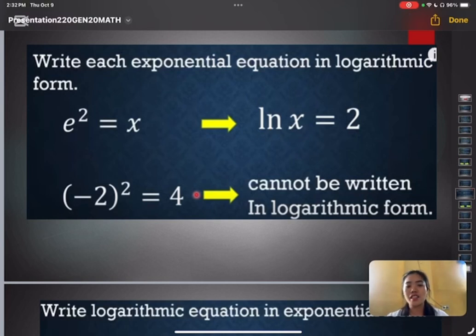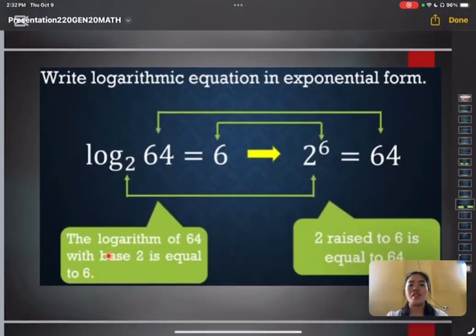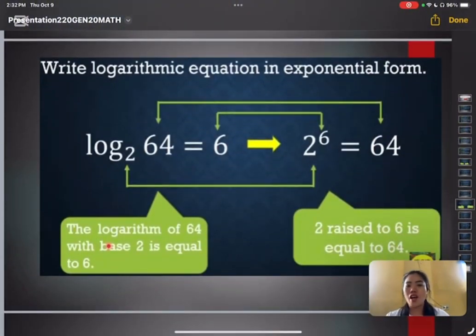Next is negative 2, or the quantity of negative 2 raised to the power of 2 is equal to 4. Now this cannot be written in logarithmic form because the base is negative. There should be no negative base. Now how about writing logarithmic equation in exponential form? So we are now doing the other way around.